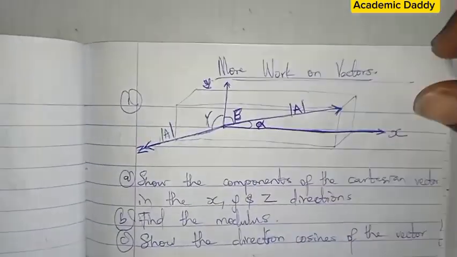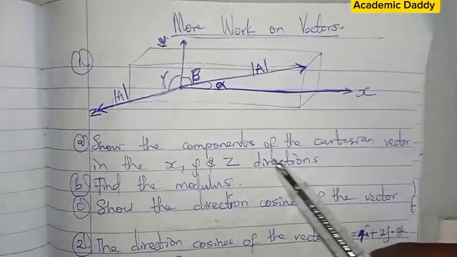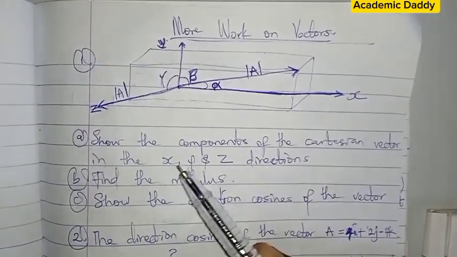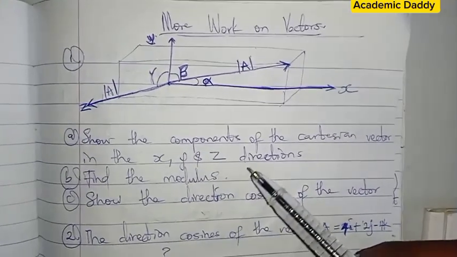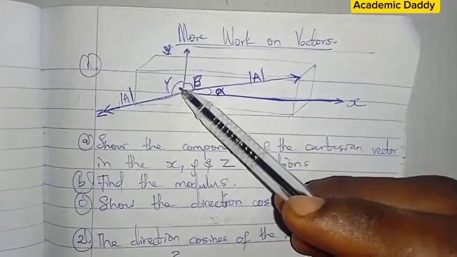So this is the diagram we have. They're asking us to show the components of the Cartesian vector in the x, y, and z direction. Alright, so to show the component is simply, let's check something.